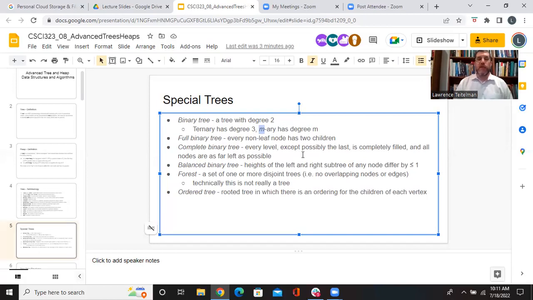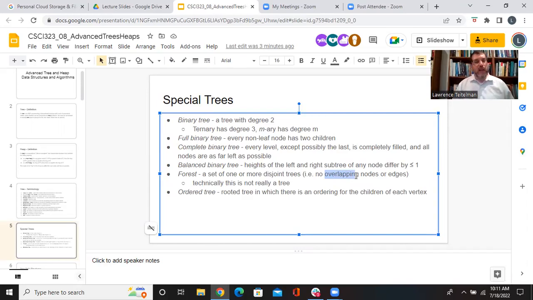So technically speaking, a forest really isn't a tree. It's a set of trees, and they need to be disjoint. Disjoint is a fancy mathematical term that means not overlapping, right? So they don't share any nodes, they don't share any edges. But it's associated with trees because it's a set of trees, and therefore it's usually discussed in this context.